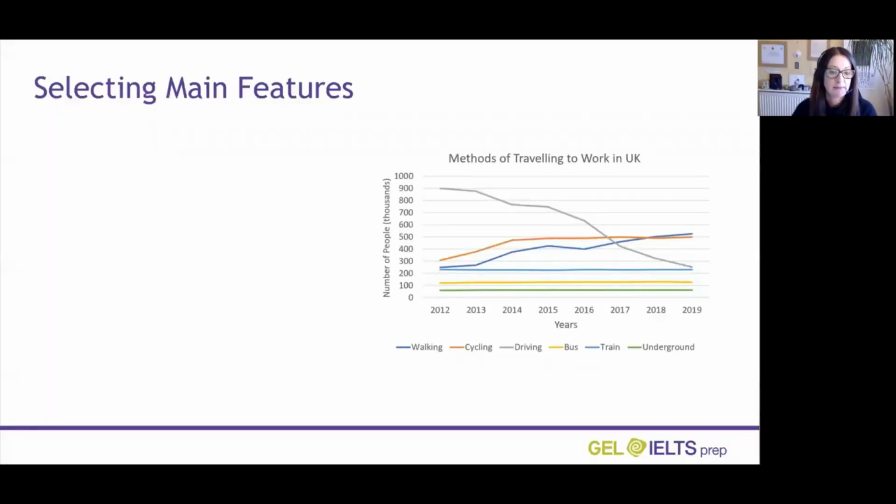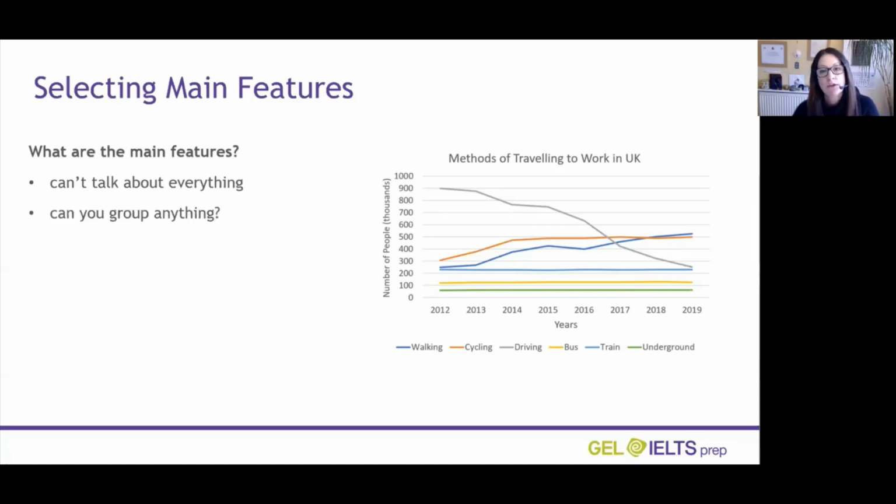So how do we select these main features? Firstly, it's important to remember that we can't talk about everything. There's lots of different information, lots of different data in this graph. So we need to make sure that we focus on the main features, the key features, and that we summarize those in our report. That's what the instructions ask us to do. So in order to do this, we might look at if we can group any trends or any patterns within the data, group different things together. We're looking always for the biggest changes, the things that stand out the most. These will always be the key features that we can see in a graph.